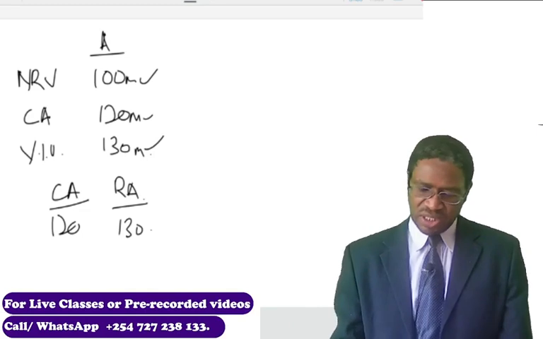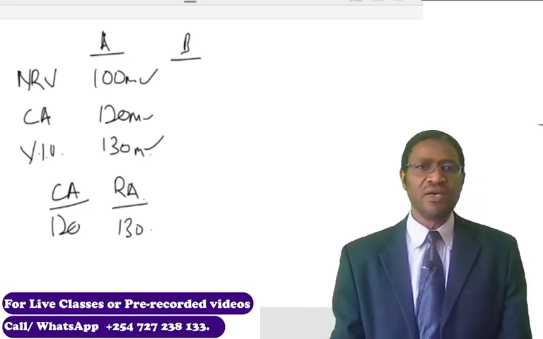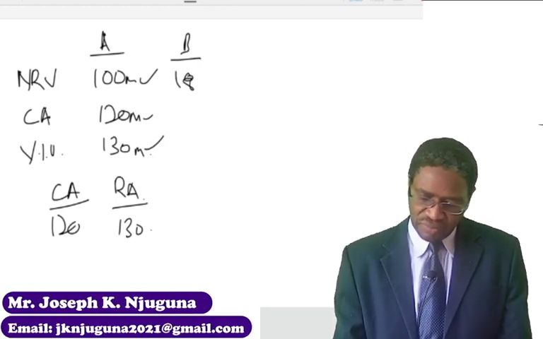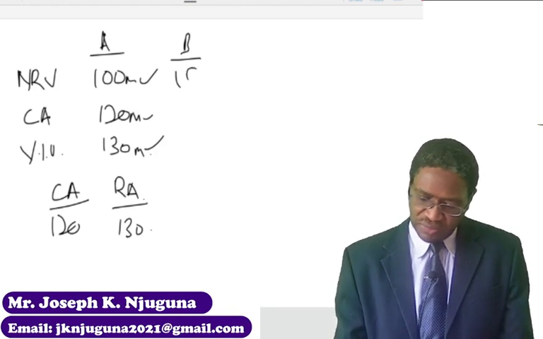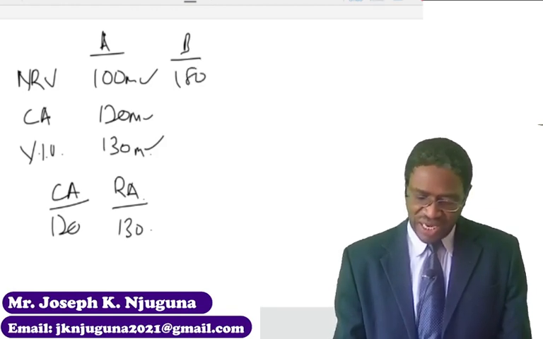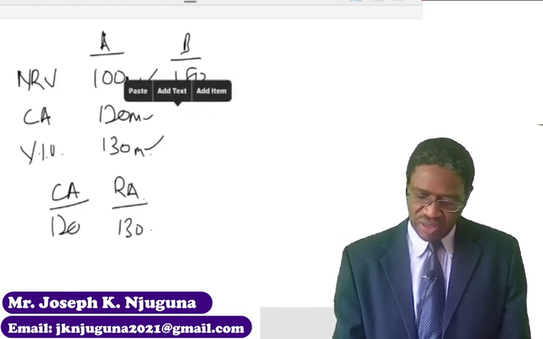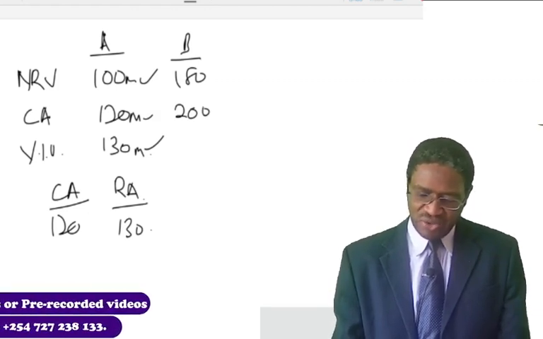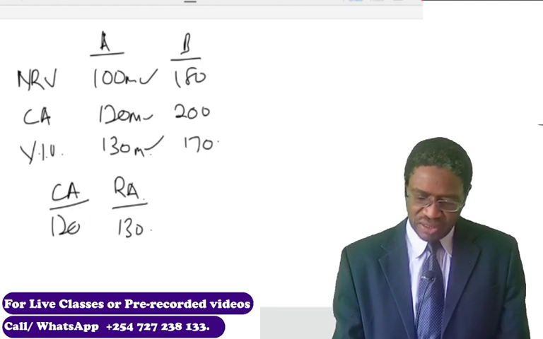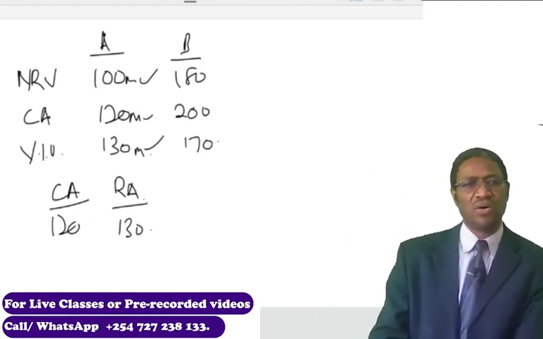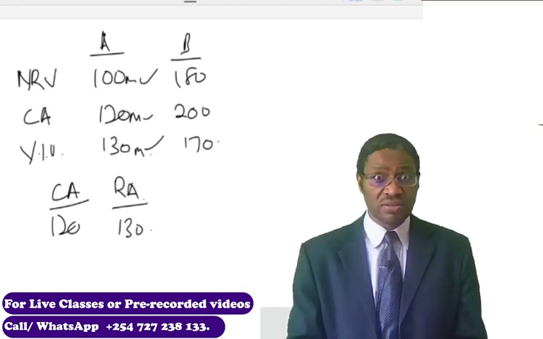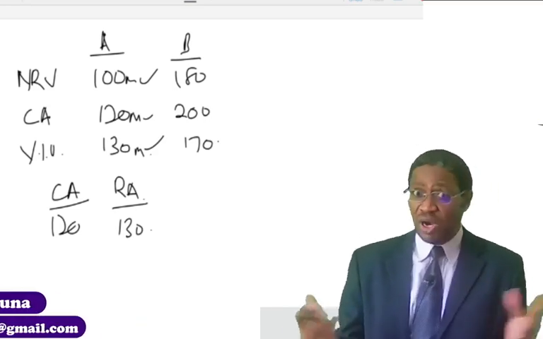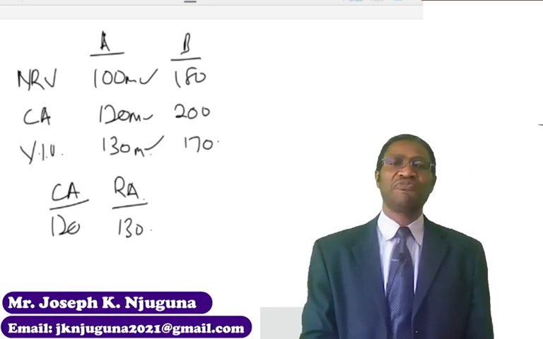Now we proceed. Suppose I give you another one, asset B. It had a net realizable value, let's say of 180 million. Then the carrying amount was maybe 200 million, but the value in use was 170 million. Has it suffered now? And if so, by how much? Confirm whether it has suffered.